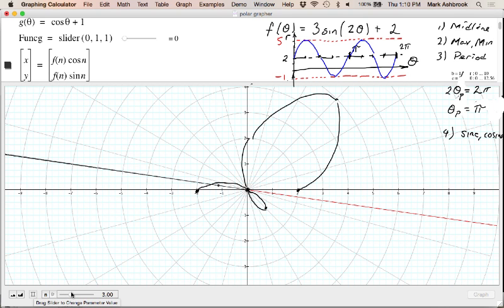But we need another cycle of that f to graph the rest of it. So what's it going to do? It's going to do the same thing. It's going to go 2 to 5, back to 2, to negative 1, to 2. So it's going to retrace this whole thing, but now starting at pi through the third and fourth quadrants. So at 5 pi over 4, it's going to be out at 5.